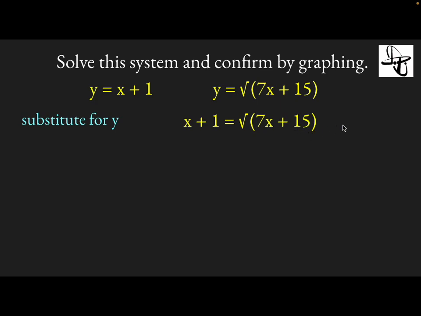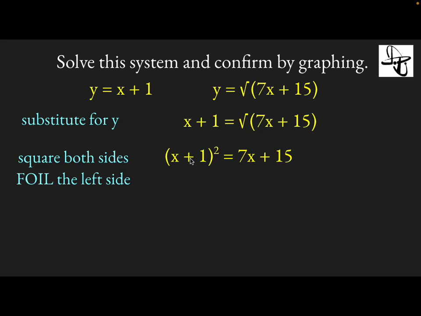My next move would be to square both sides, and so x plus 1 would become x plus 1 squared, and the action of squaring would get rid of the square root sign. Finally, what I would do is FOIL the left side, or expand it, and so this will give you x squared plus 2x plus 1 if you expand this. First, outer, inner, last, and then the right-hand side is still just 7x plus 15.